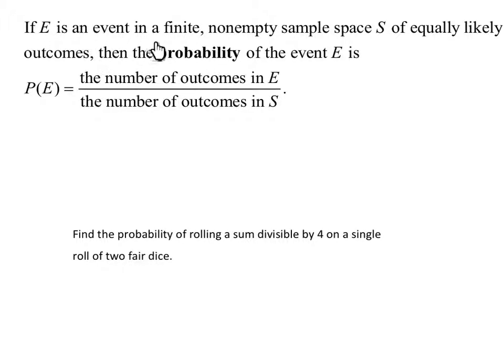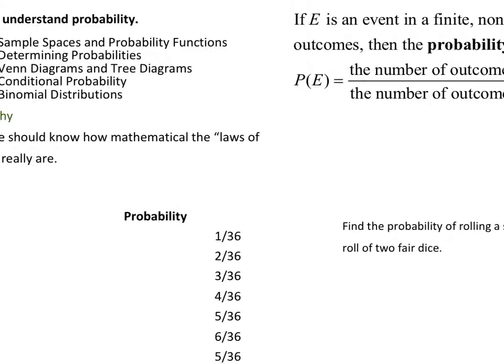If E is an event in a finite, non-empty sample space S of equally likely outcomes, then the probability of E is the number of outcomes in E divided by the number of outcomes in S, meaning the total sample space. Okay? So it's success divided by the total. That's another way of thinking about that.